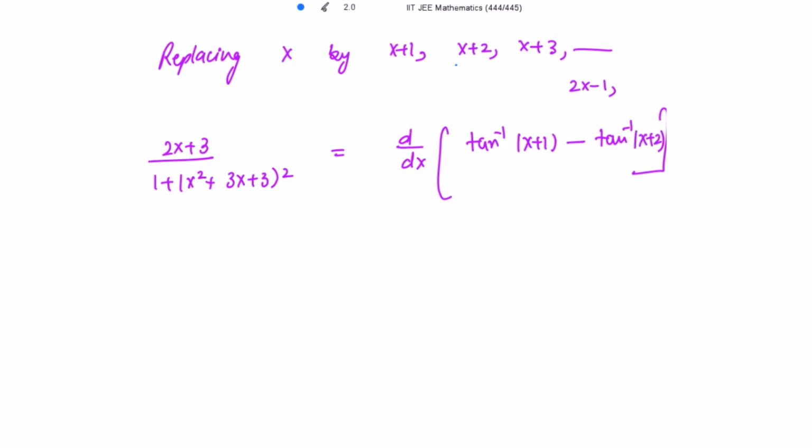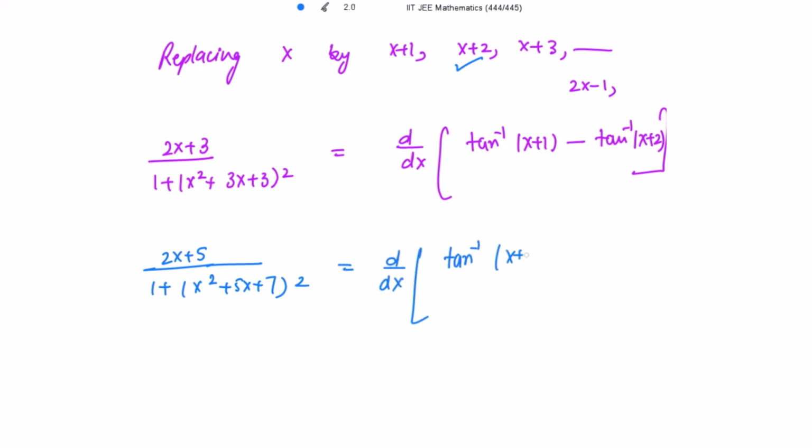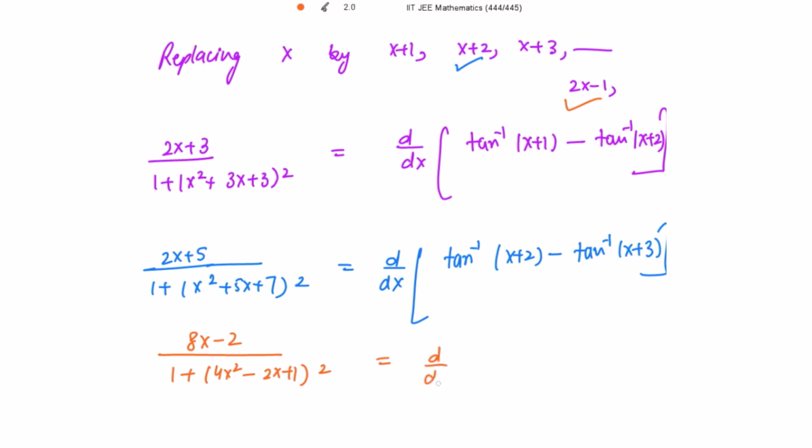And then for the third term, just replace x with x plus 2. We get 2x plus 5 divided by 1 plus x square plus 5x plus 7 whole square. So this is equal to d by dx of tan inverse x plus 2 minus tan inverse x plus 3. Very fine. Alright. I get 8x minus 2 divided by 1 plus 4x square minus 2x plus 1 whole square. That is equal to the derivative of tan inverse 2x minus 1 minus tan inverse 2x.